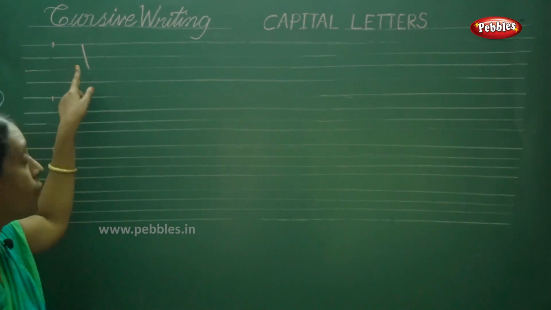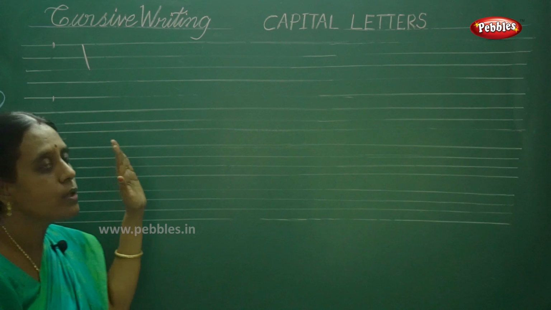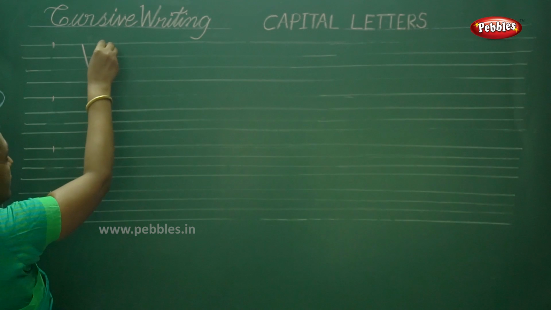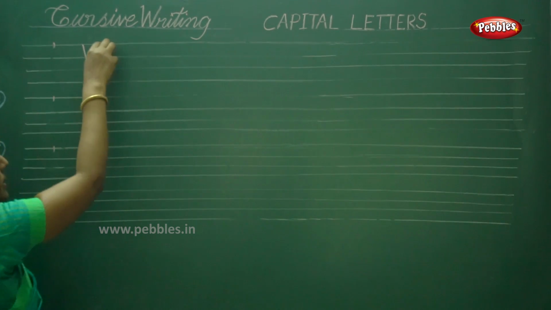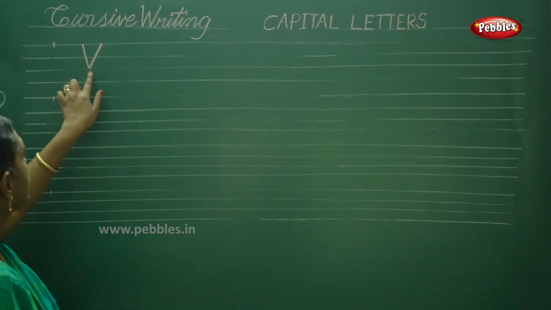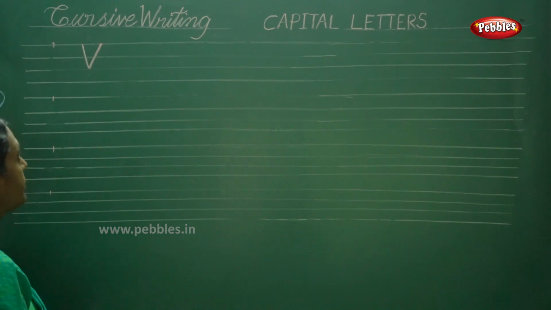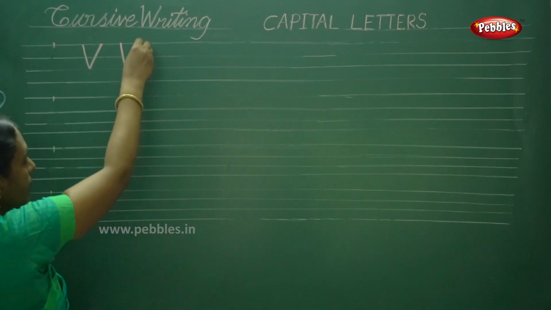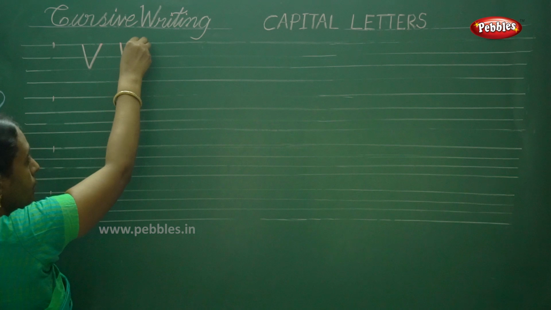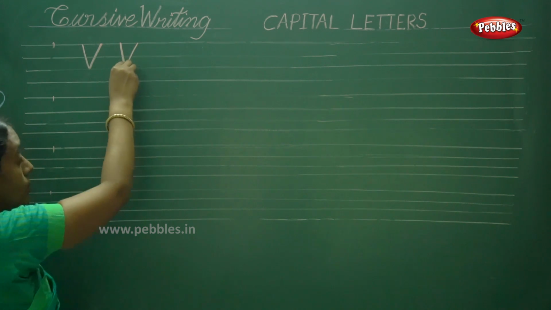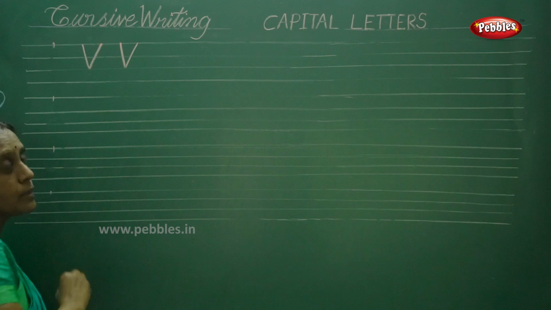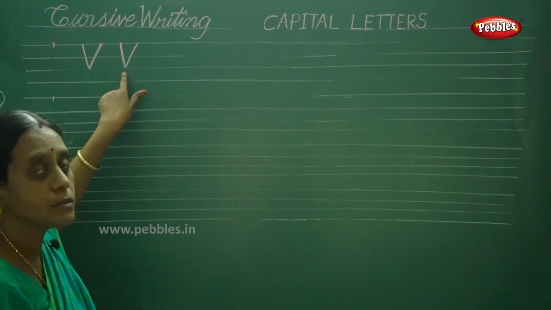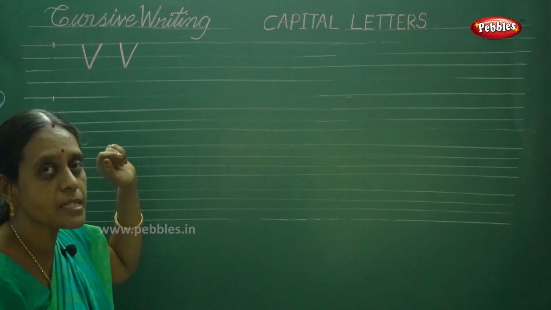Okay, so for V, first you have to draw a slanting, left slanting line, then join from the ascender to the bottom line, V. Okay, once again I write, slanting line, and another one comes from the top and bottom. Don't draw from the bottom to top. Always start from the ascender line and complete this alphabet V.